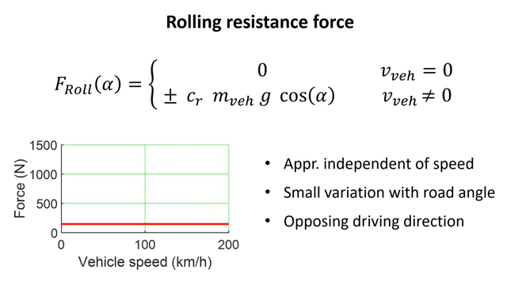The rolling resistance is approximately independent of speed, as shown in this diagram. It changes slightly with road angle, since the normal force decreases if the road becomes very steep. The rolling resistance is always opposing the driving direction, which means that it changes sign when the driving is in reverse direction. The rolling resistance coefficient should typically be as low as possible to keep energy consumption low, and it typically is only about 0.01.